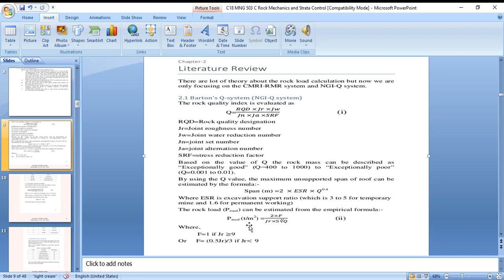The rock load can be estimated from the empirical formula 2 over Jr times Q to the power of minus 1/3, where the Jr value is more than 9 for particular locations. In such a way, the span of a particular location can be estimated by the ESR value, the excavation support ratio, with these empirical formulas. These are the important formulas for calculation purposes.